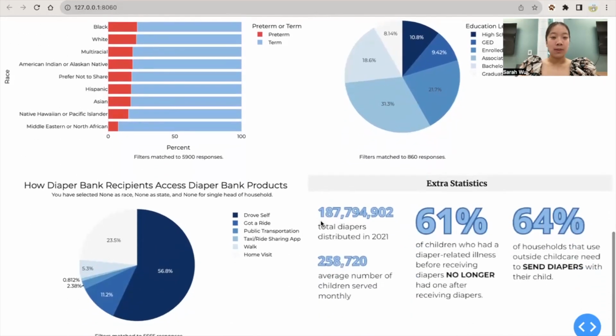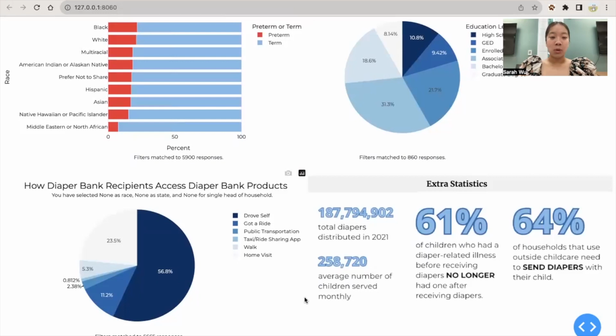At the bottom left, we have how diaper bank recipients access their diaper bank products, and we found that more than half drive themselves to access these products, while a little less than a quarter receive diapers at their home. Finally, on the bottom right, we have extra statistics, which are static and don't change with filters, and these show statistics relating to variables such as diaper-related illness and childcare.